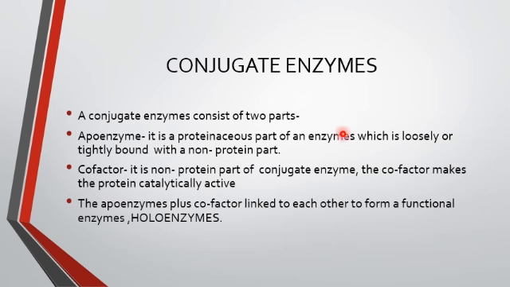So conjugated enzymes consist of two parts. Apoenzyme is the proteinaceous part of an enzyme which is loosely or tightly bound with the non-protein part depending upon the non-protein part. Cofactor is the non-protein part of a conjugated enzyme. The cofactor makes a protein catalytically active. Apoenzyme, the protein part, plus cofactor, the non-protein part, link to each other to form a functional enzyme that is known as holoenzyme.